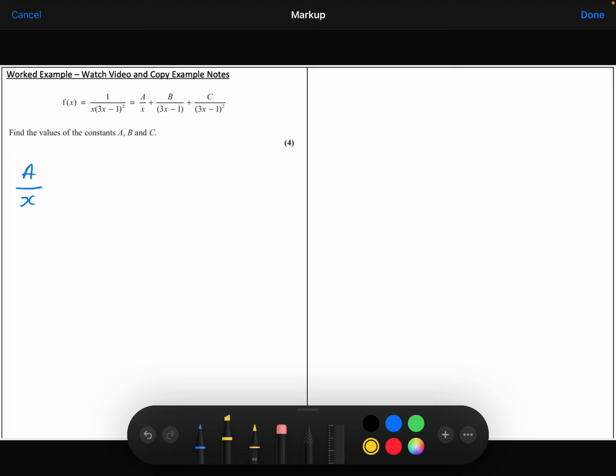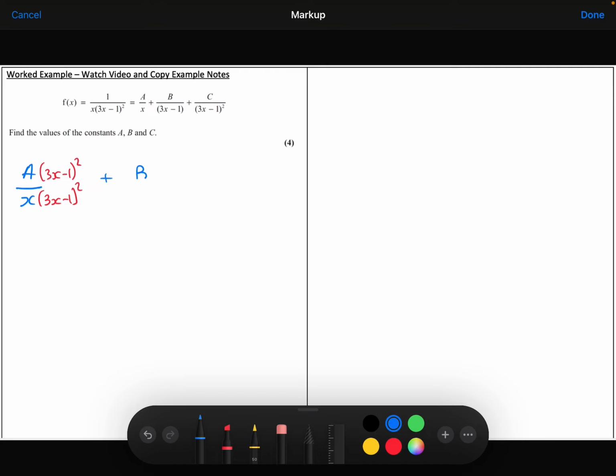Comparing that to the denominator on the left-hand side. The left-hand side has already got an x, but I don't have the 3x minus 1 squared. So that's what I have to multiply my a over x by. Obviously, if I times the denominator by 3x minus 1 squared, I have to times the numerator by 3x minus 1 squared.